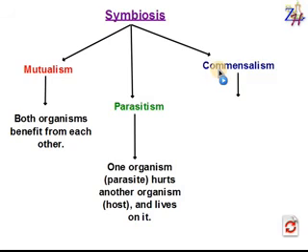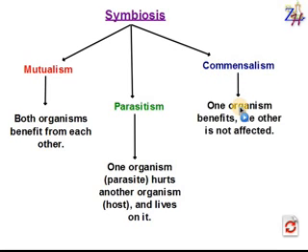Now, the last type of symbiotic relationship is commensalism. Commensalism is when one organism benefits while the other is not affected, such as the sheep and the seed, the remora fish and the shark. So as we see here, these are the three types of symbiotic relationships, which are best examples of interdependence between organisms in the same habitat.